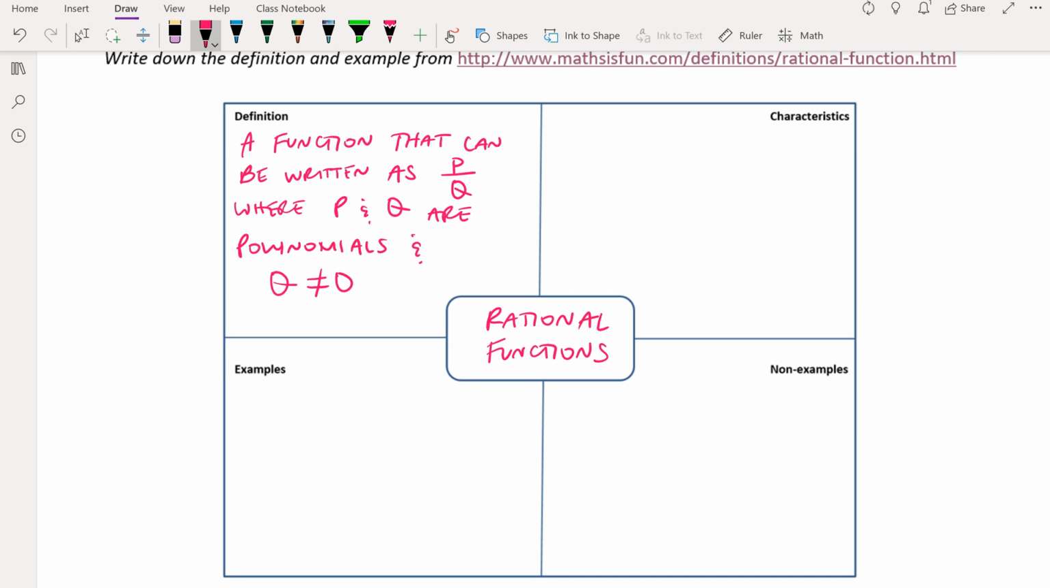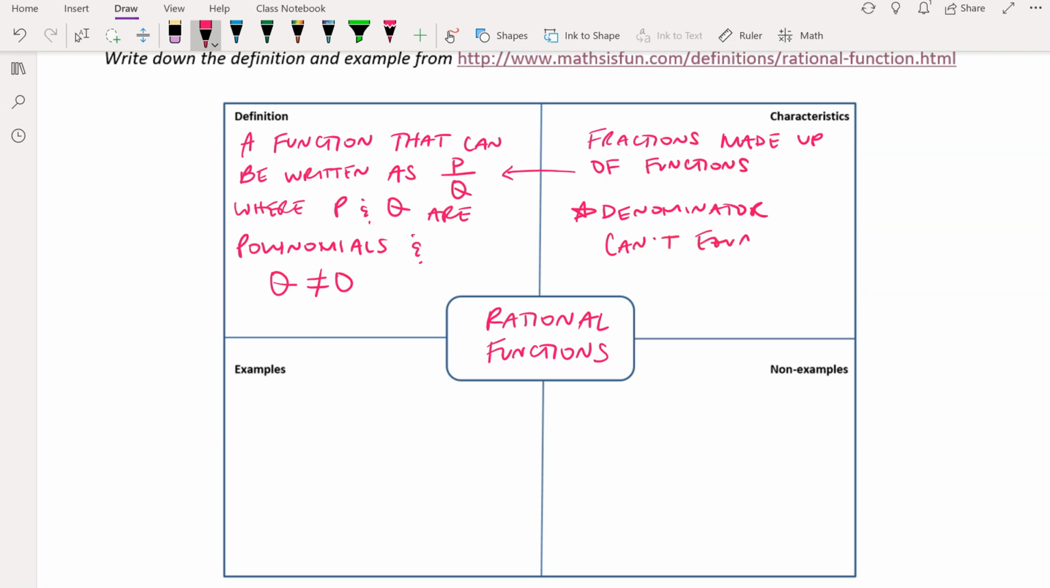So what is this saying? Well, as you can see, P over Q, rational functions are fractions. Fractions made up of functions. Okay, so rational functions are fractions made up of functions. That's a characteristic. And then we said Q is not allowed to equal 0 over here. Well, that's another characteristic. The denominator cannot equal 0.